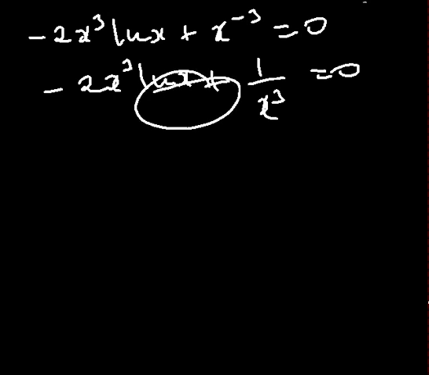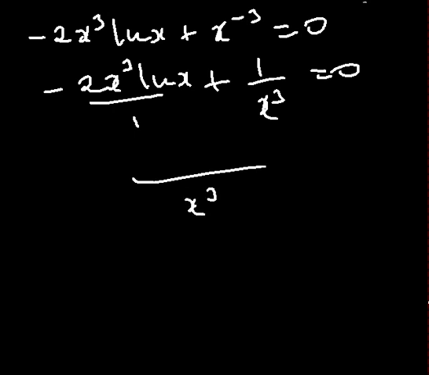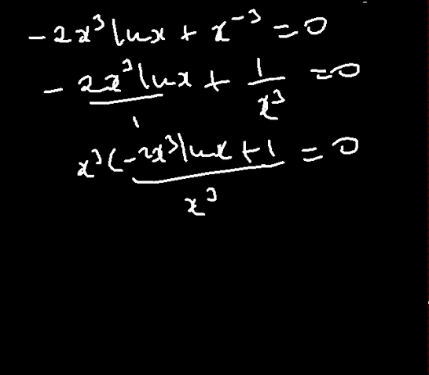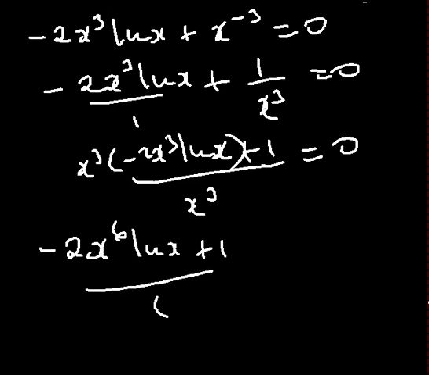We should express this as a single fraction. Now, we should have x cubed as the common denominator, which is equal to 0, and we have x cubed times negative 2x cubed times ln x. By the way, this is plus 1 here and times ln x, so we should distribute the cube there. And what we have should be negative 2x to the power 6 ln x plus 1 over x cubed is equal to 0.